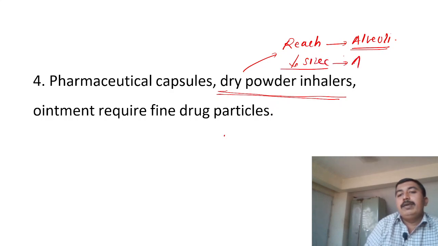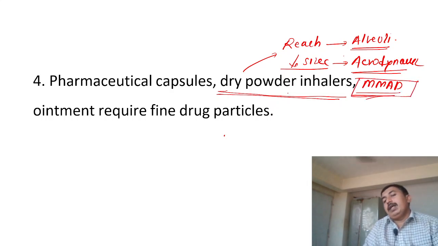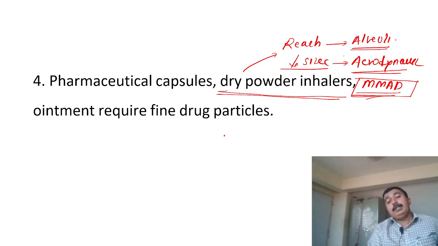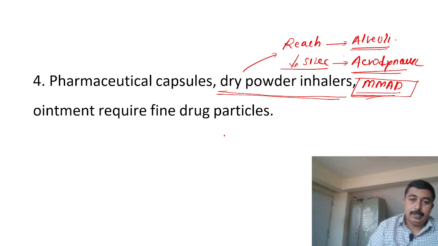Size contributes in aerodynamics, and that's why mass median aerodynamic diameter. This is one common diameter which is actually utilized to check the efficacy of dry powder inhaler. So the size actually governs where the powder particle will deposit, and powder should deposit in a deep lung, that is in alveoli, and this can be achieved if you have the fine powder particles.